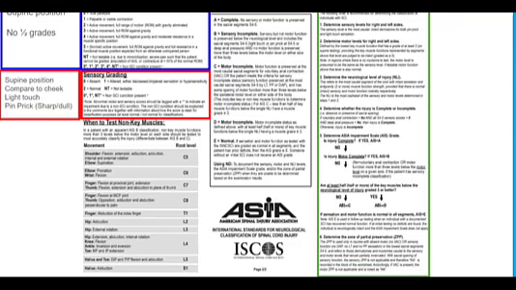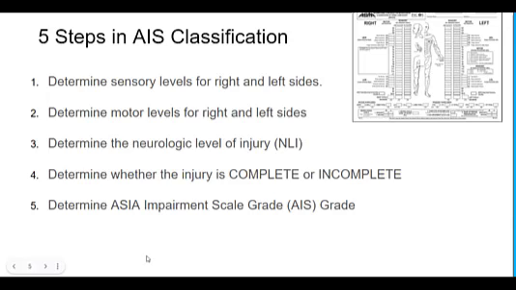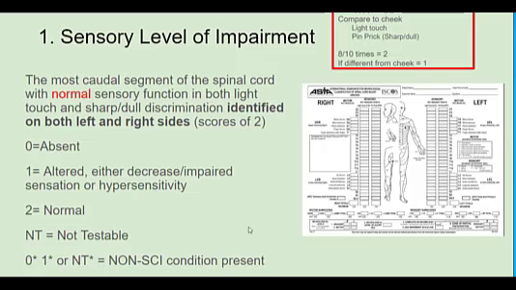And we're going to talk a lot about this more specifically as we move forward. These are the 5 steps in the AIS classification. I'm not going to read them to you because we're going to go through them step by step together. The first thing that we're doing is determining the sensory level of impairment. Again, we're comparing to the person's cheek with both light touch and pinprick.